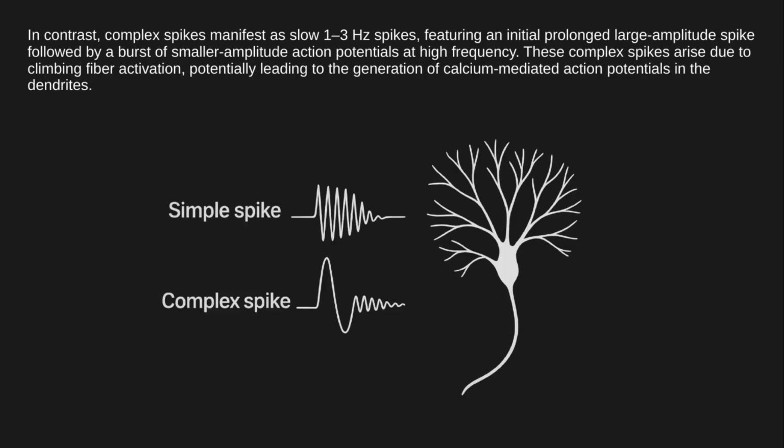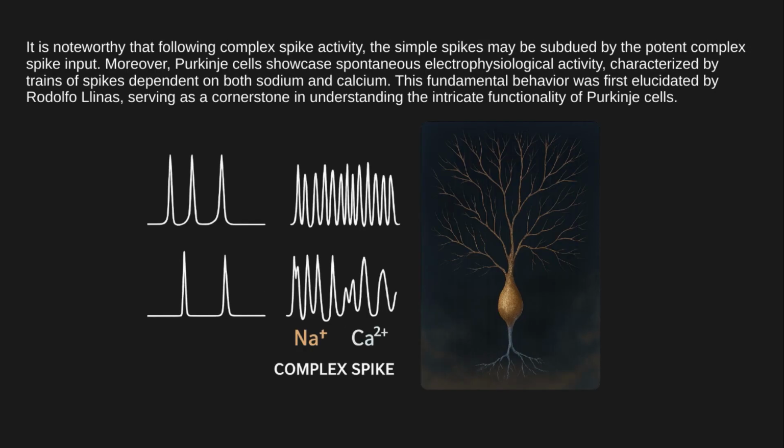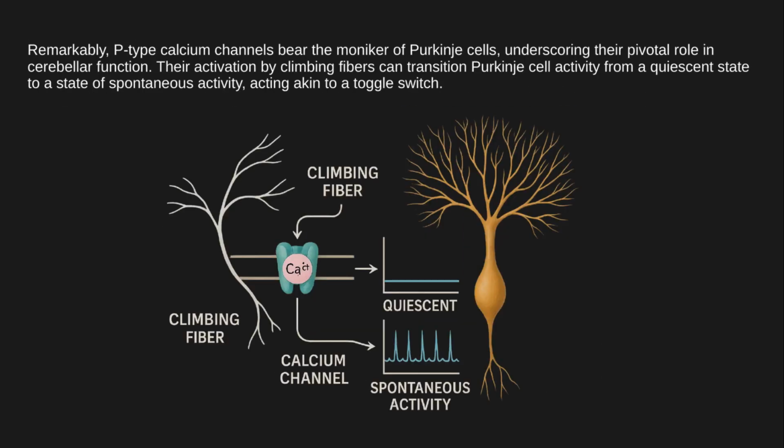These complex spikes arise due to climbing fiber activation, potentially leading to the generation of calcium-mediated action potentials in the dendrites. It is noteworthy that following complex spike activity, the simple spikes may be subdued by the potent complex spike input. Moreover, Purkinje cells showcase spontaneous electrophysiological activity characterized by trains of spikes dependent on both sodium and calcium. This fundamental behavior was first elucidated by Rodolfo Llinás, serving as a cornerstone in understanding the intricate functionality of Purkinje cells.